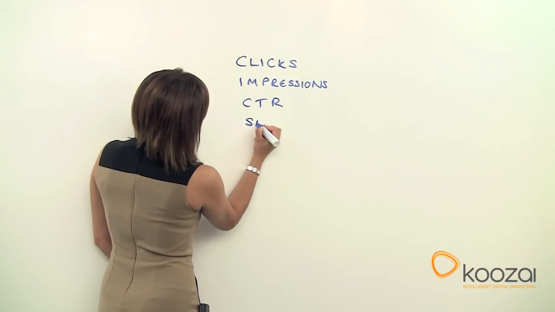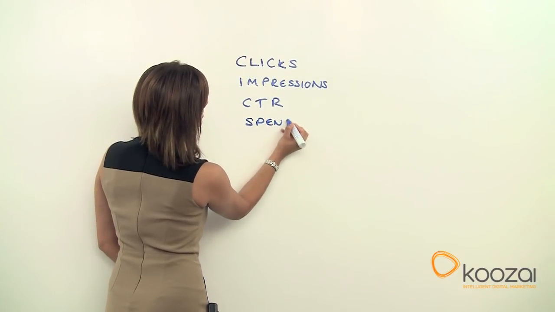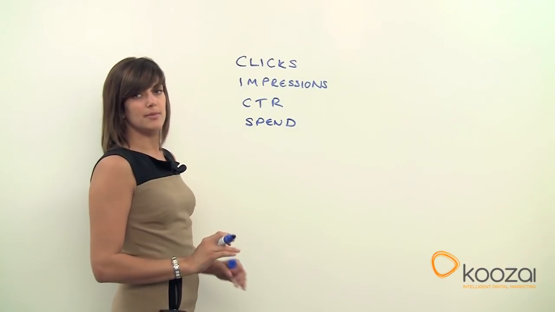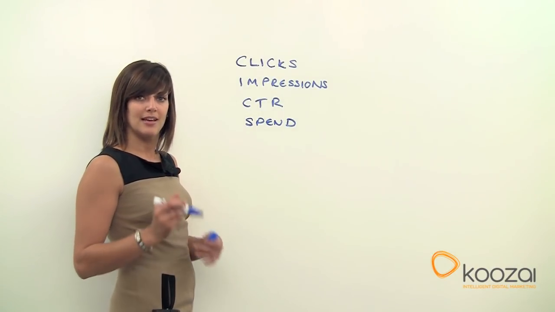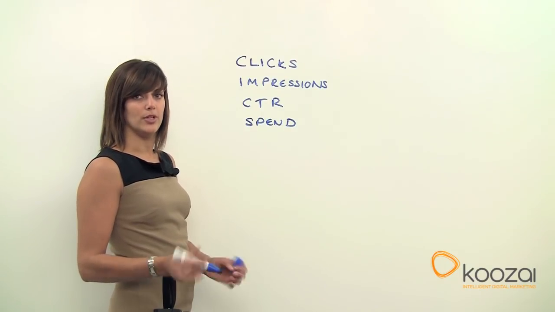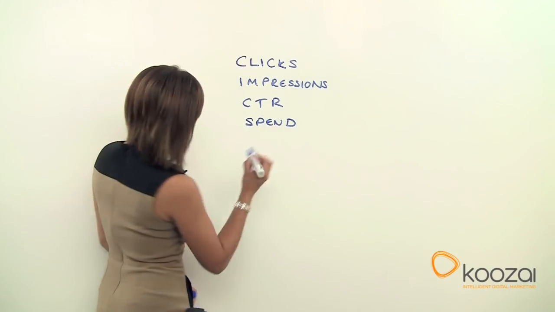Following that, you've got your spend. Spend is something you really want to keep track of. You don't want to be spending over and above. You want to make sure that your PPC campaigns are converting and generating a healthy ROI for you, otherwise there's no point in running them.